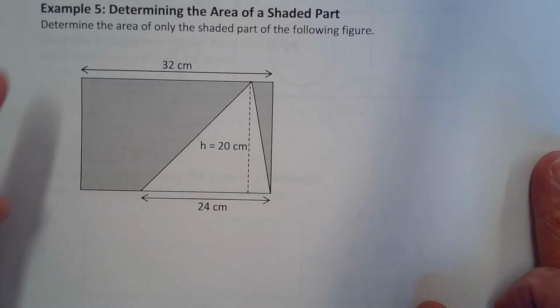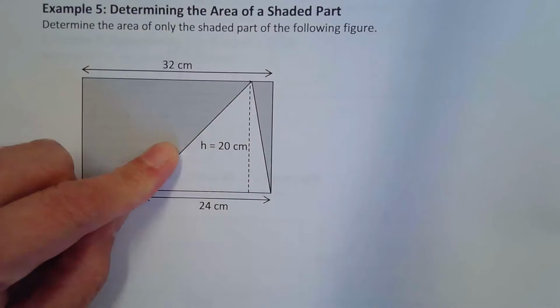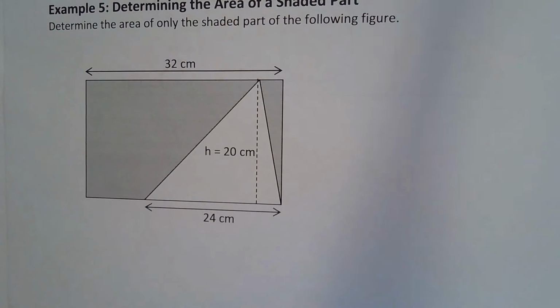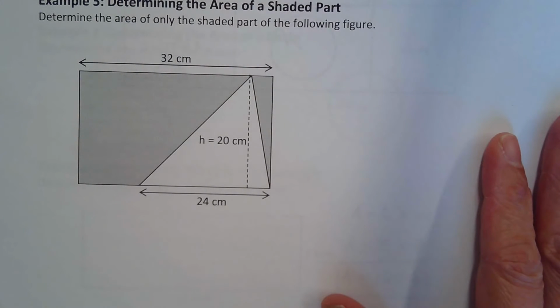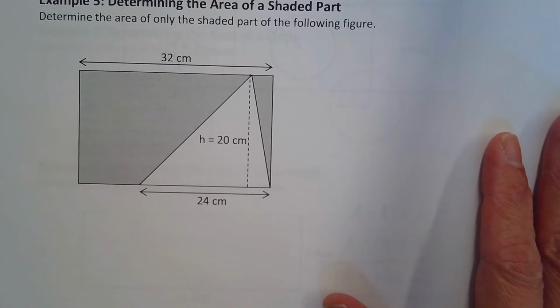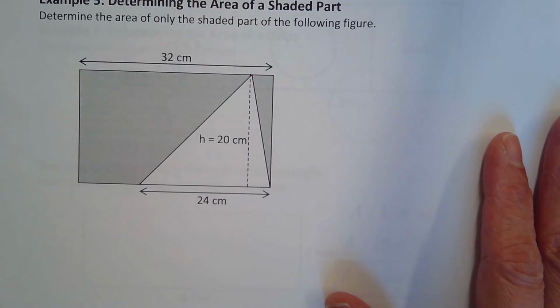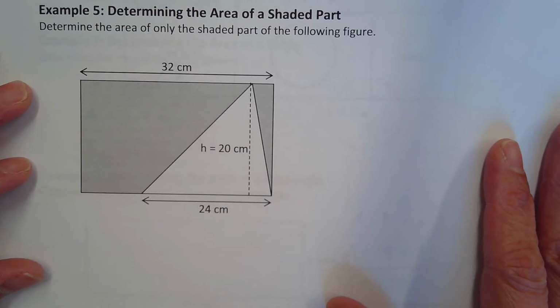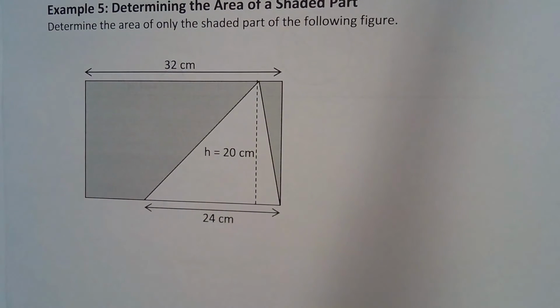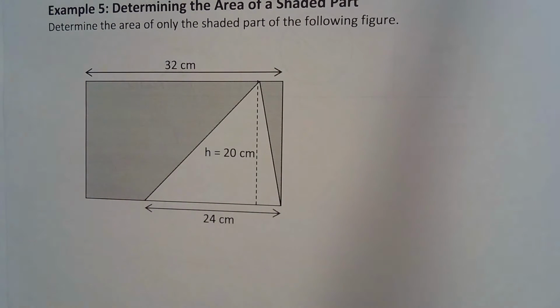So here, determine the area only of the shaded part. How do you visualize this? I don't know if you've heard of this before: math is supposed to be visual, right? We can think about it when we can picture it in our brain. What's happening in here? What do you see?